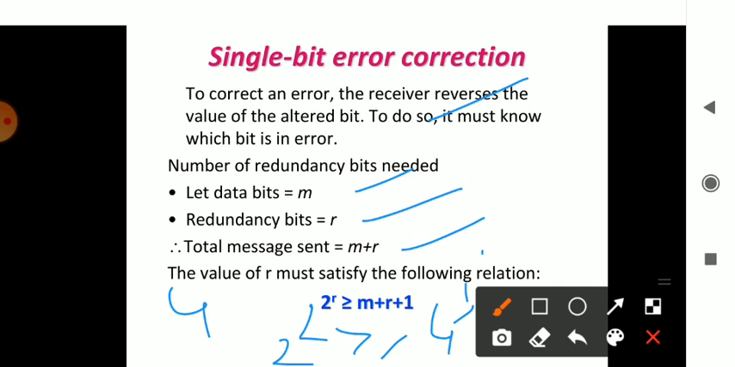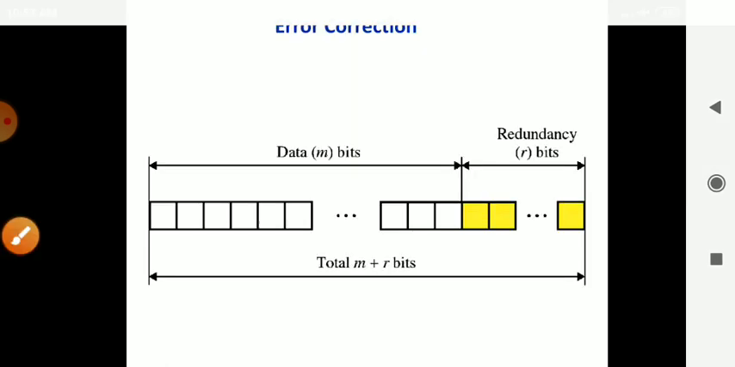So once again we consider 3 bits, so 2 to the power 3 is 8. With 4 message bits, it should be 4 plus 3 plus 1. So 8 is greater than or equal to 7. So this is correct and it will move on to the next part.